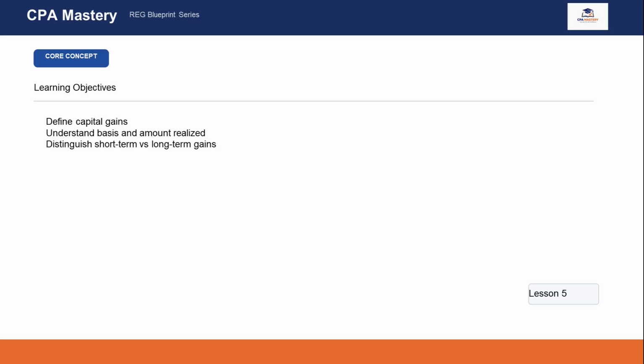In this lesson we have three main objectives. First, we will define capital gains and understand how they arise when property is sold. Second, we will examine the relationship between the amount realized and the adjusted basis of an asset. These two numbers determine whether a gain or loss exists. Finally, we will discuss the holding period of an asset and how it determines whether a gain is classified as short-term or long-term. This classification is important because it affects the tax rate applied to the gain.